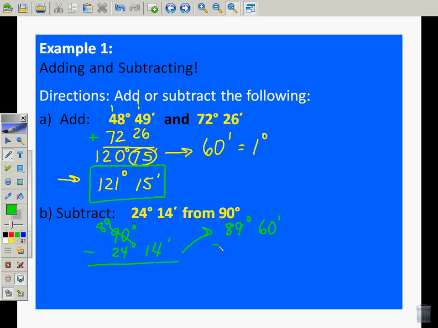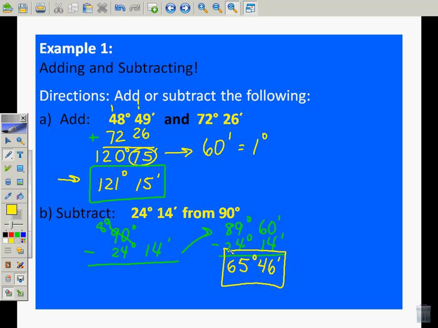And from that, I'm subtracting 24 degrees and 14 minutes. Okay? Now when I subtract, let's see what I get. I've got 60 minus 14, which gives me 46. And I've got 9 minus 4, gives me 5. 8 minus 2 gives me 6. I've got 65 degrees, 46 minutes.